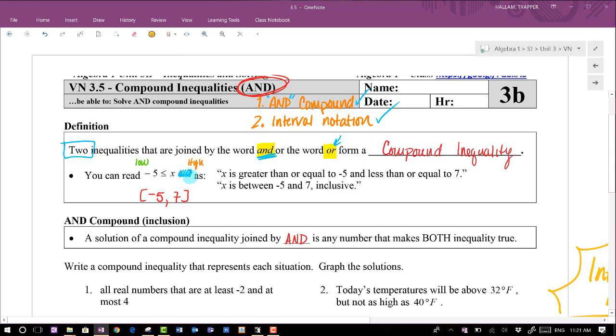Now, if we look at this here, this would be an example of a compound inequality. What we're used to seeing is something that looks like this: x is greater than or equal to -5. That's an inequality. It means that there's a boundary at -5 and all the solutions are greater than that, all the possible answers for it.